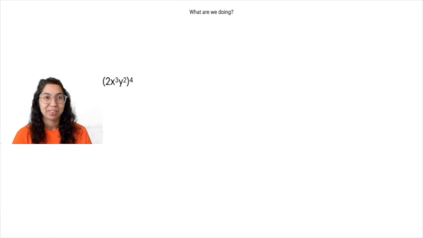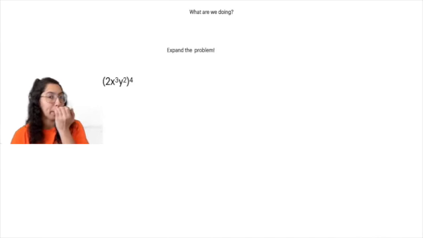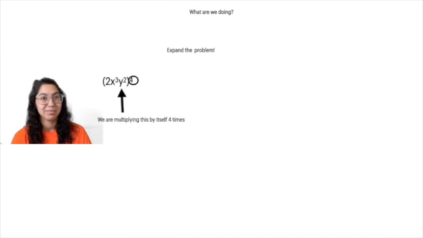So here we go. First, let's see what we're actually doing. So let's build a rule. Just like the other ones, we kind of expanded them. It's the same thing here. We're going to see what we're doing. So expand the problem. First off, what is the exponent all the way on the outside of the parentheses saying? It is a 4. So that means we're multiplying this expression 4 times. So 2x cubed y squared is going to be multiplying 4 times. So we have 1, 2, 3, 4.